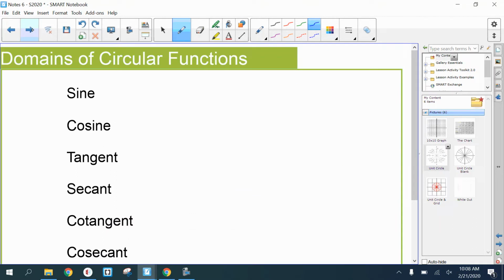Domains of circular functions. Okay, domains, a lot of people will say domain is the x number. That's not going to make sense a lot of the time, especially in trig, because we might not have an x or a y. We might have a theta. So you can think of domain as the input value, what I'm allowed to plug in. So let's think about the unit circle for a second.